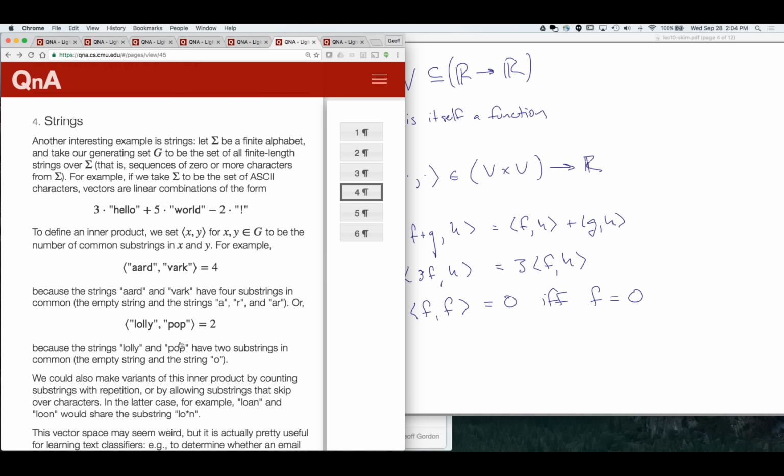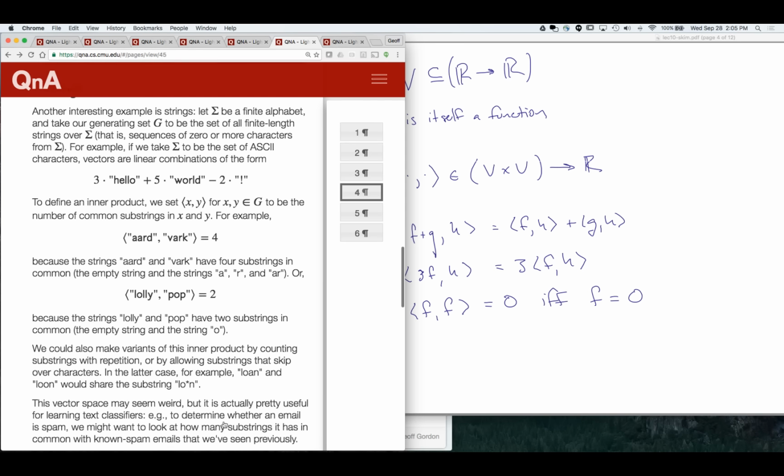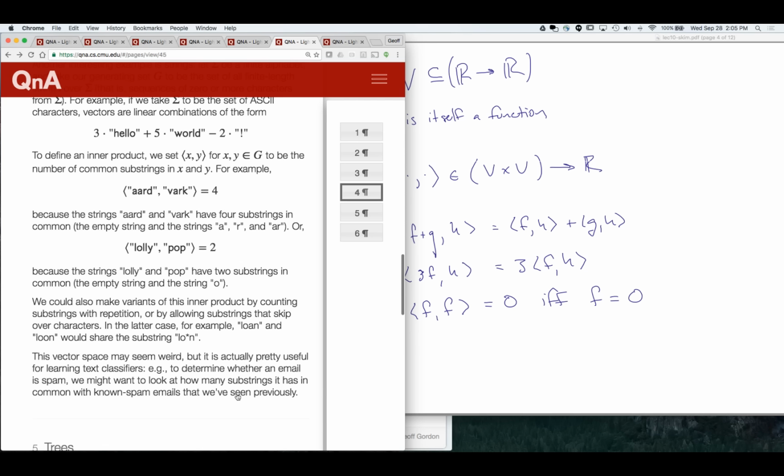We could count substrings with repetition, so that, for example, we counted the substring a twice, as opposed to just once, as opposed to just having it or not having it, 0 or more than 0. Or we could allow substrings that skip over characters, so that lone and loon share the substring lo skip n. And so you could think of learning a text classifier with this, where we determine whether an email is spam by looking at how many substrings it has in common with other emails that we've seen that we know are spam.